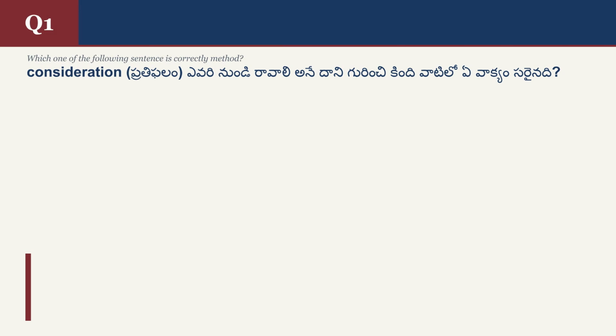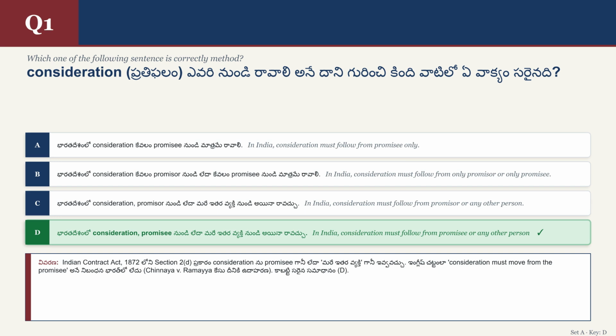Question 1 asks which statement about consideration is correct in India, specifically who must provide it. The correct answer, D, states that in India, consideration must follow from the promisee or any other person.